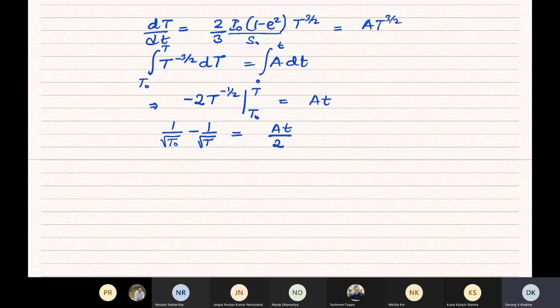Because in my notes I have only put the final result down, so I was trying to do it here. Okay, so now if we want to get what is square root of t, this implies that 1 by square root of t is just equal to 1 by square root of t0 minus... Am I making some mistake somewhere?